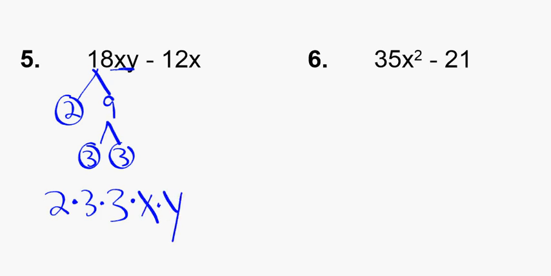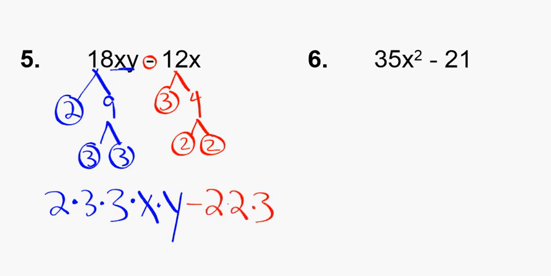We can factor 12, which is the same as 3 times 4. 3 is prime, 4 is not. Let's break that up between 2 and 2. So this is being subtracted, so it's a minus 2 times 2 times 3, and don't forget the x.